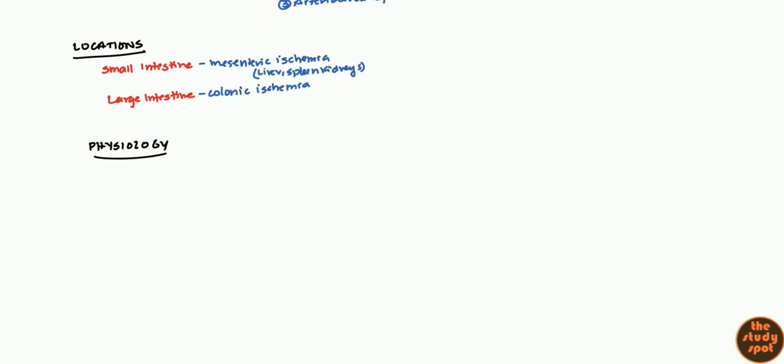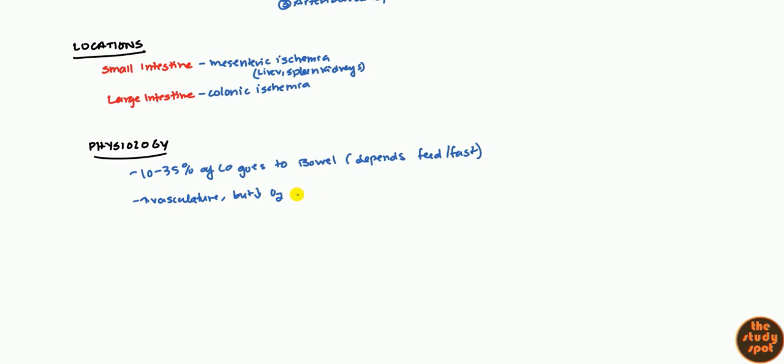Now, let's talk about some of the physiology that goes into the normal bowel behavior, how the blood is distributed, and that way you can understand the abnormal much easier. First of all, the bowel gets anywhere from 10 to 35% of the blood flow, and this depends on whether it's the feeding state or the fasting state. Obviously, in the feeding state, this would be much closer to 35%, and in the fasting state, it'd probably be closer to 10%. Now, the bowel does have a high blood flow, but it doesn't use much oxygen, so there's low oxygen use.